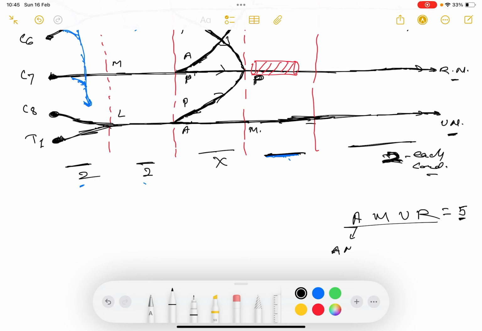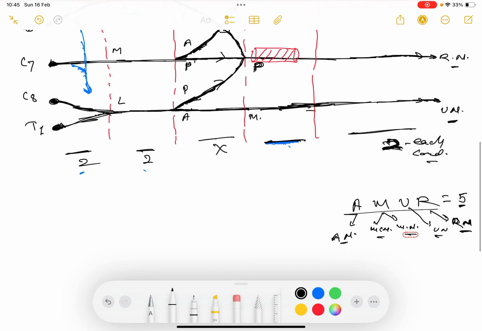A for axillary nerve. This M has 2 nerves. One is musculocutaneous nerve. Another one is the median nerve. U for ulnar nerve and R for radial nerve. So this AMUR, they are supplying our upper limb, right? So we can remember this way. So here also we can remember the formula.